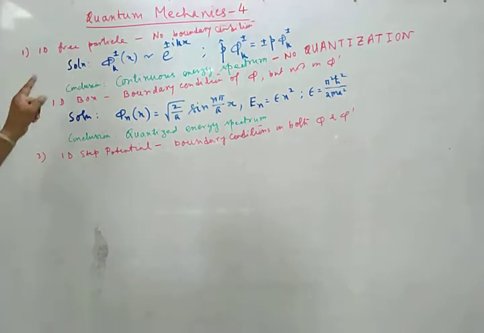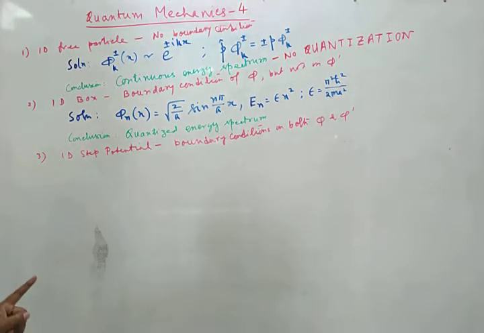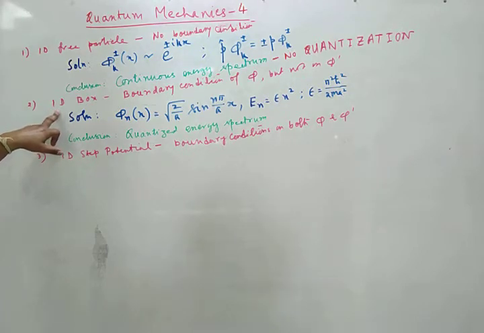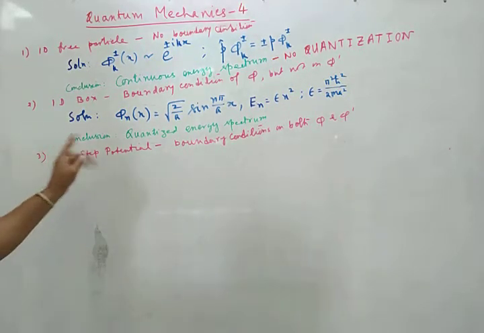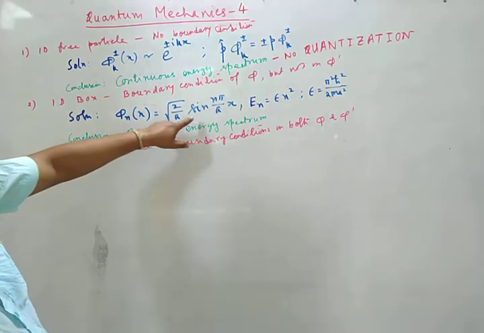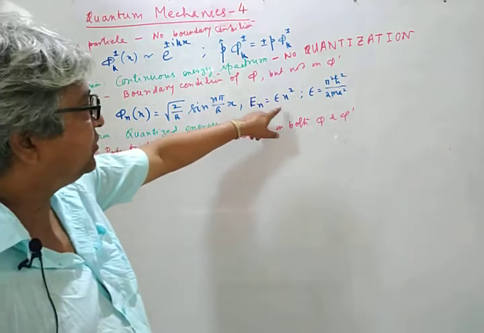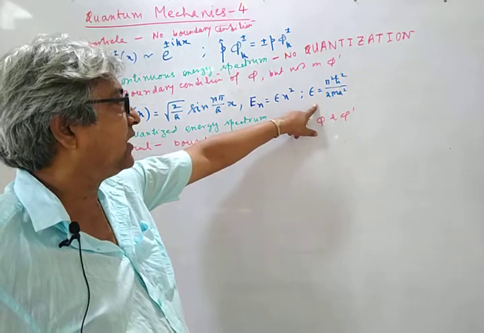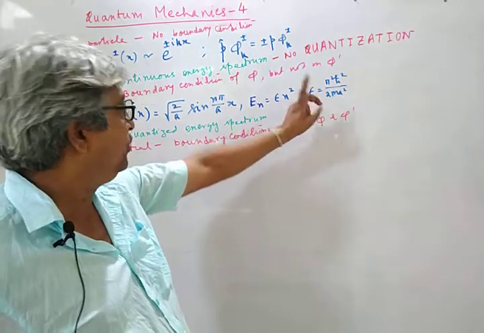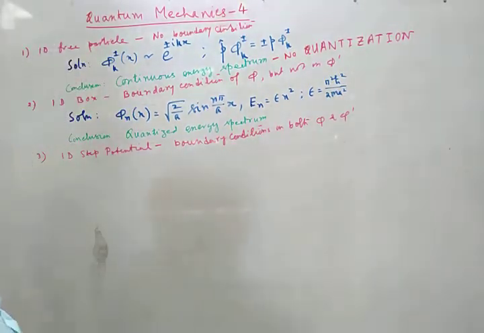Secondly, we solved the time independent Schrodinger equation for a particle within a 1D box. This may be said to be a 1D box or a 1D infinite well, whatever. The solution was this, with this energy value, and this is the quantization of energy. We found that the energy values are quantized.